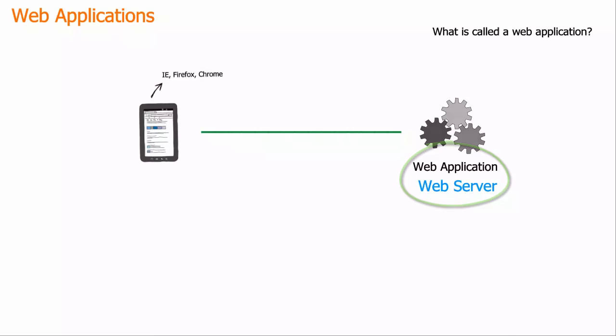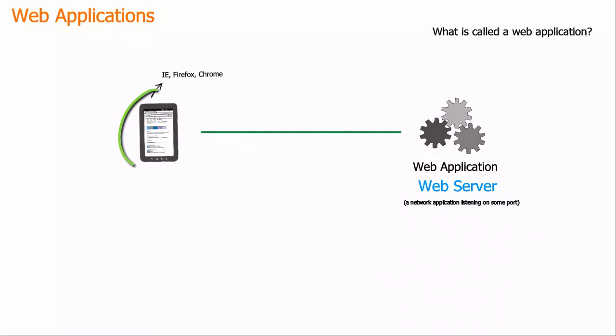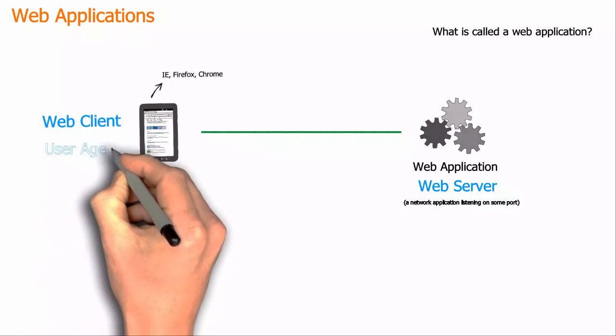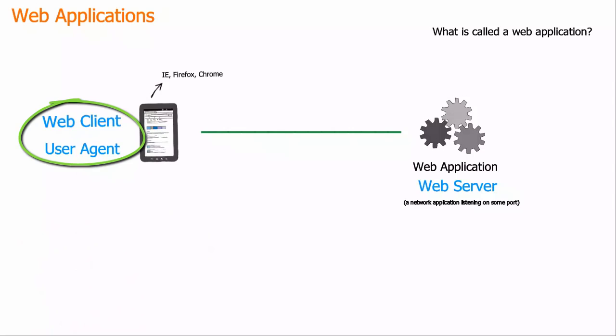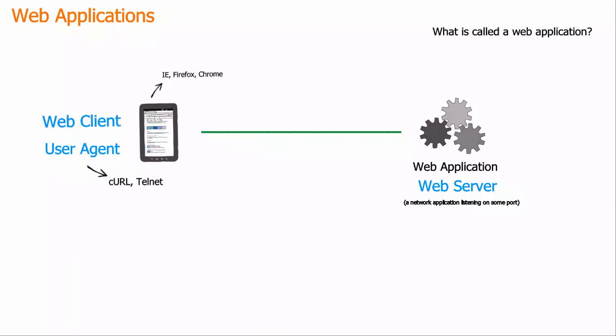And a web server is actually a network application running on some machine, listening on a port. The browser is actually called a web client, or more formally, a user agent. In fact, web clients are not only browsers, but any application which can speak to a web server, like your CURL or Telnet. Those are also web clients or user agents. So the web client or the user agent communicates with the web server to get its job done.